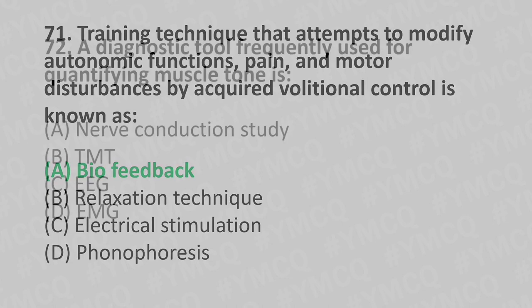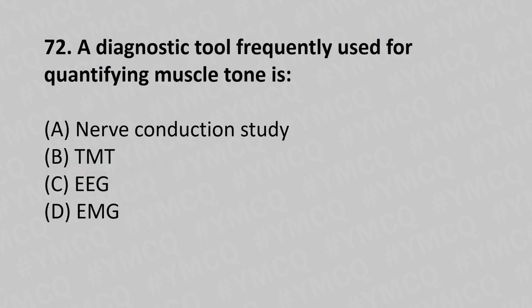Moving to our 72nd question, a diagnostic tool frequently used for quantifying the muscle tone is Option A, nerve conduction study. Option B, TMT. Option C, EEG. Option D, EMG. And the answer is Option D, EMG.